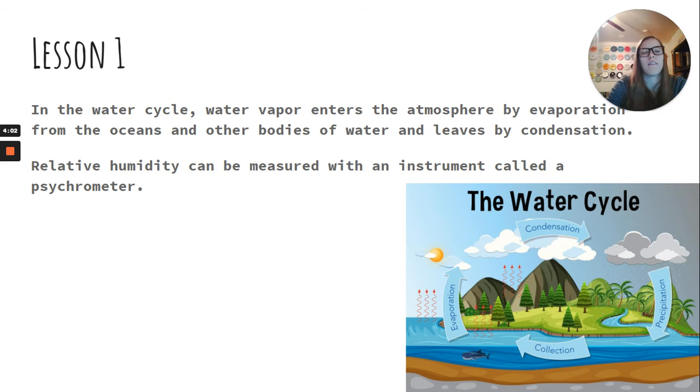So we have lesson 1. We learned about the water cycle. So in the water cycle, water vapor enters the atmosphere by evaporation from the oceans and other bodies of water and leaves by condensation. This one will be a question where you have to determine which is not a part of the water cycle. Relative humidity can be measured with an instrument called a psychrometer.